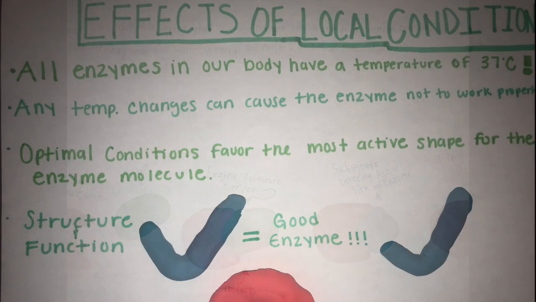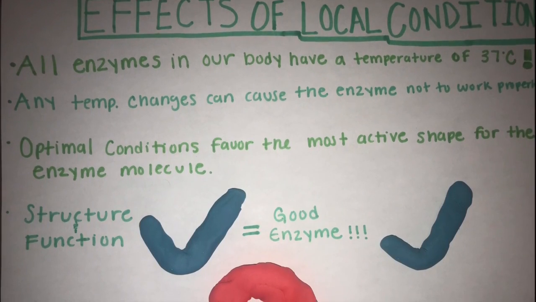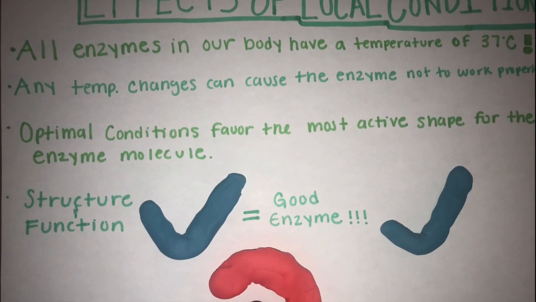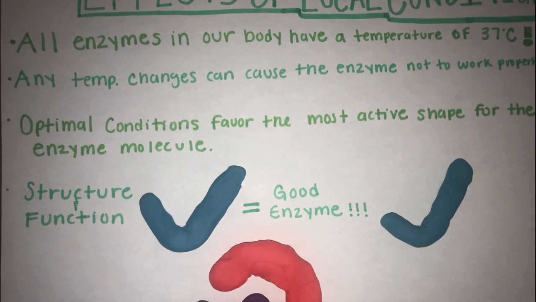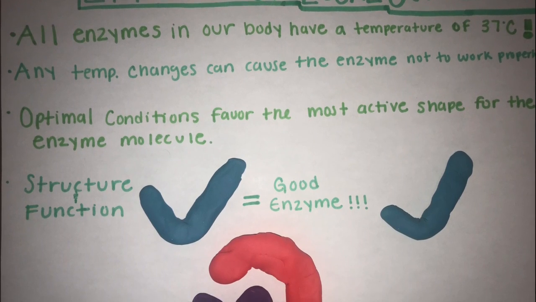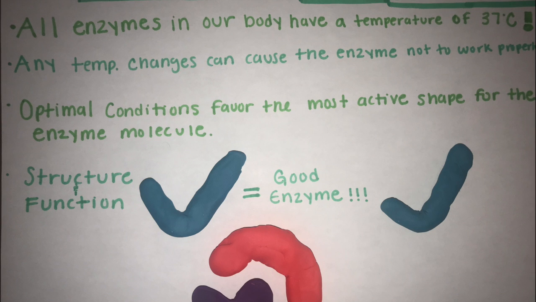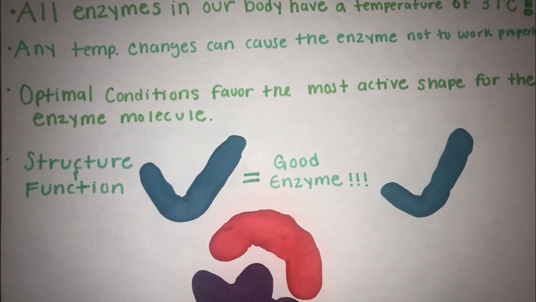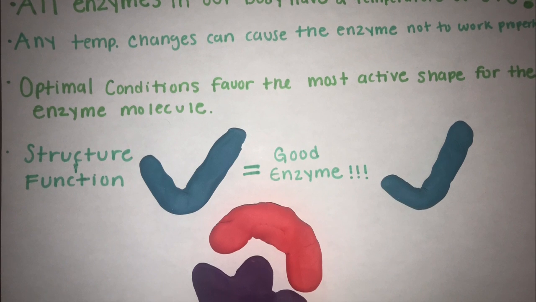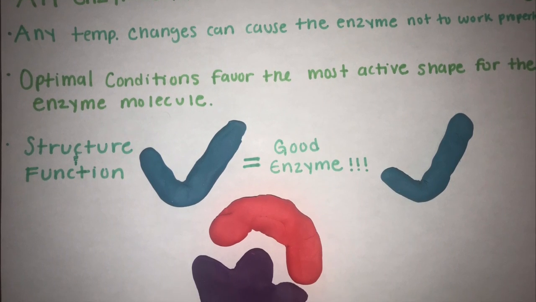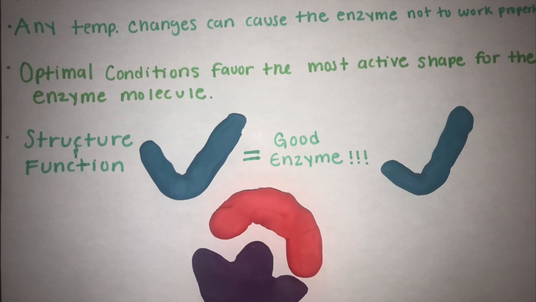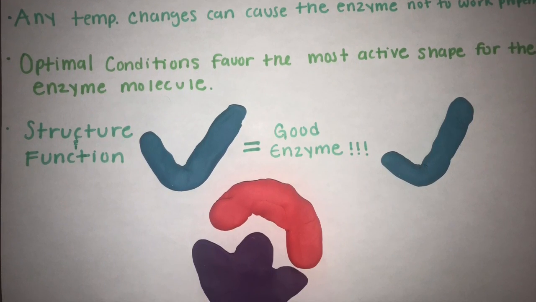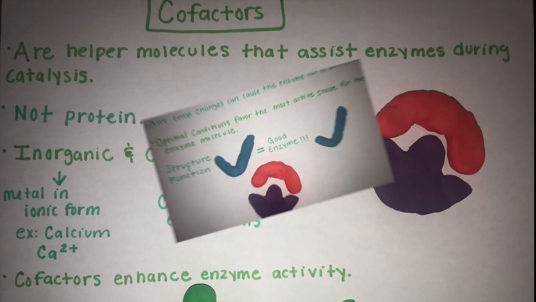As humans, we like to keep everything under control. For example, all enzymes in our body work best at a temperature of 37 Celsius. Any temperature changes can cause the enzyme not to work properly. Optimal conditions favor the most active shape for the enzyme molecule. Each enzyme has an optimal temperature and an optimal pH where it functions the best. A good structure and a good function equals a good enzyme.